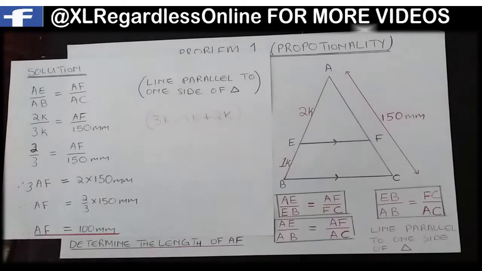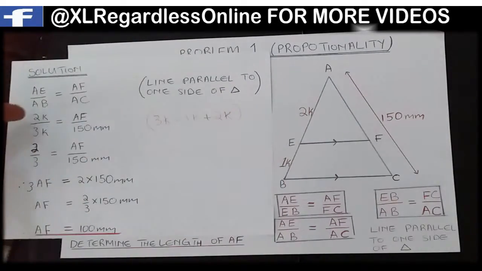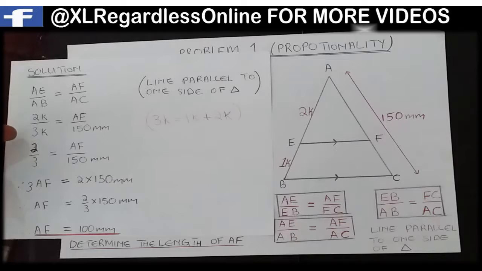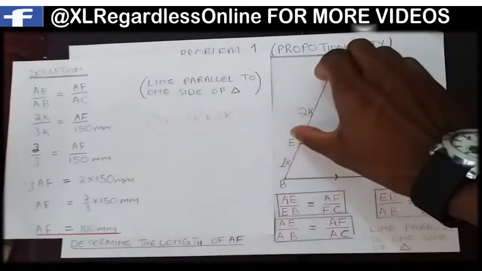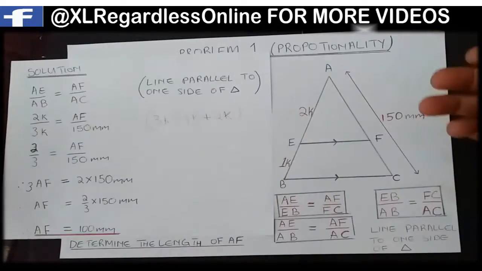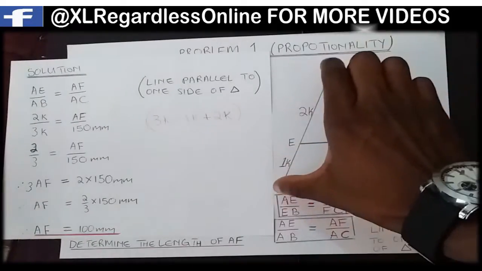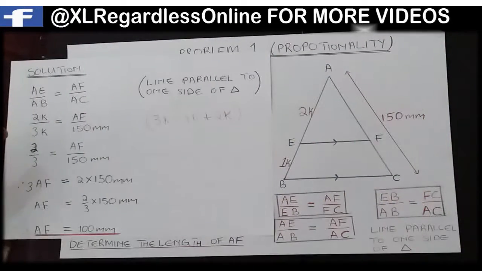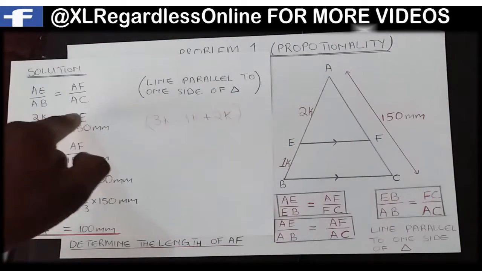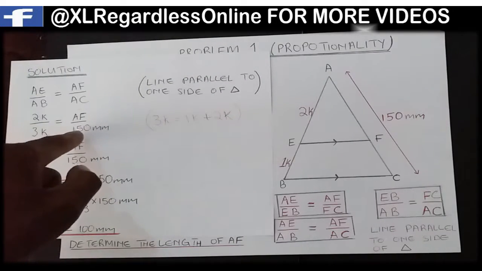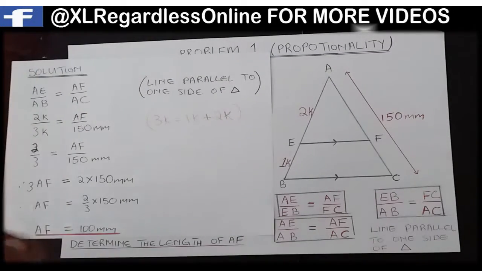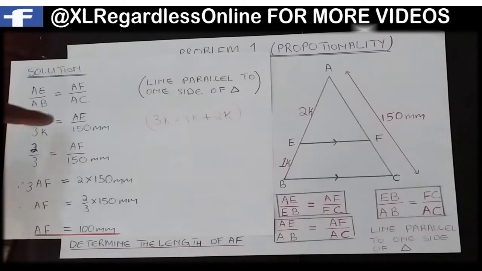And then we just substitute. AE is 2K, AB is 3K, right? How did we get that? This part, AE plus EB, when you add 2 plus 1, it will give you 3, right? So AB will be 3K, right? And then AF, we don't substitute anything there because that's what we want. And then AC, we are told it's 150 millimeters, right? And then when we simplify here, K will cancel K out, and then we'll be left with 2 over 3.